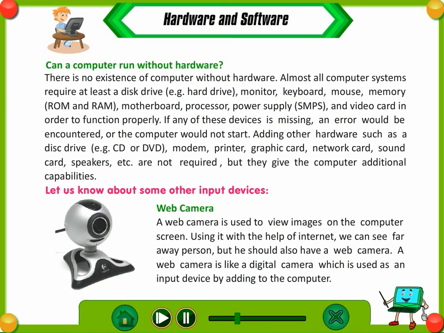Web camera. A web camera is used to view images on the computer screen. Using it with the help of the internet, we can see a far away person. But he should also have a web camera. A web camera is like a digital camera which is used as an input device by adding it to the computer.